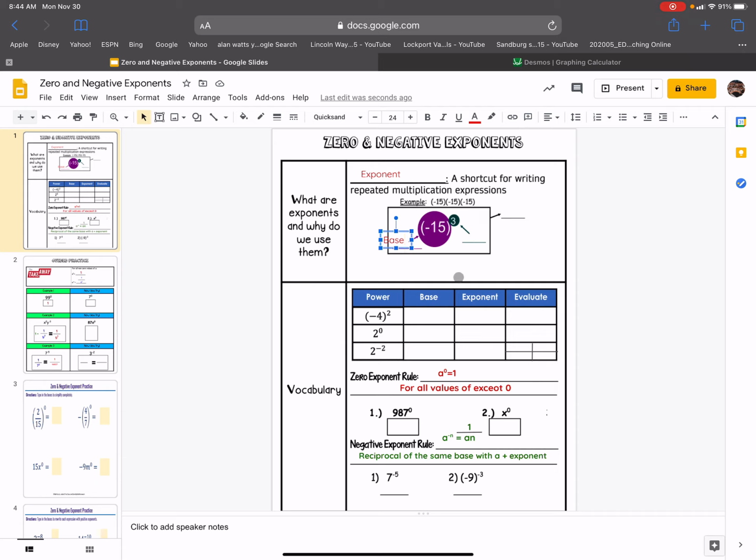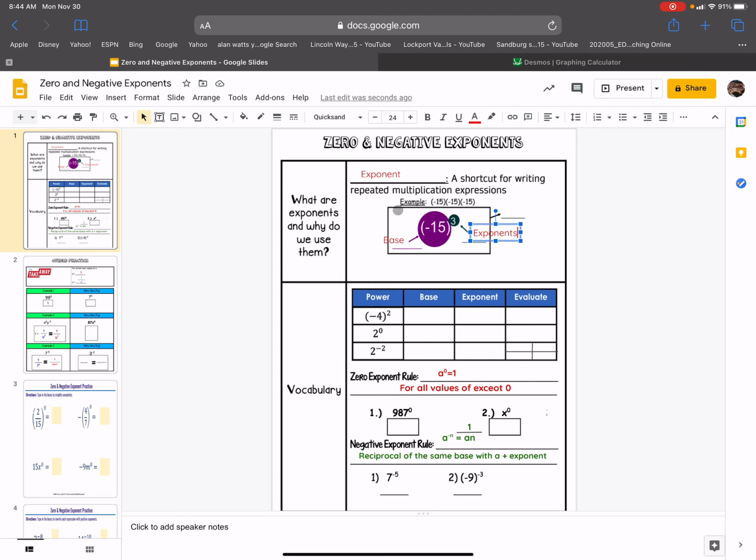So the base is basically the number that's getting multiplied however many times. So it's getting told what to do, whereas the exponent's telling it what to do. So the exponent's basically the boss of the number. And it's saying, hey, negative 15, I want you to multiply 3 times by yourself. So negative 15 times negative 15 times negative 15. So the exponent is in charge, and negative 15 is the base. So that's the number that's going to be multiplied however many times.